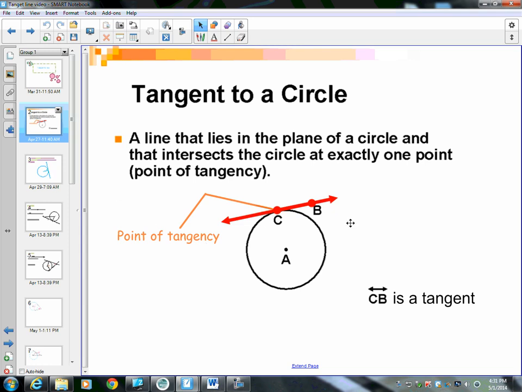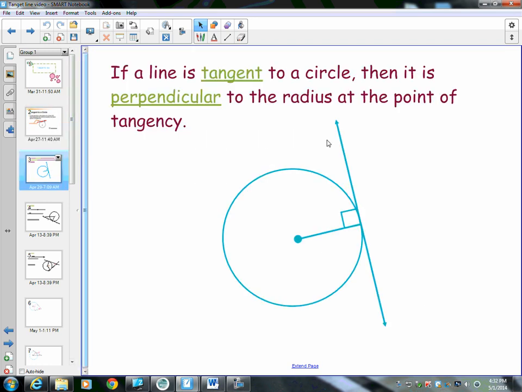If we have a tangent line, there are all sorts of things that could be true. First, if a line is tangent to the circle, then it's perpendicular to the radius at the point of tangency. Here we have a line tangent to this circle, meaning it intersects the circle exactly one time. If you were to draw a radius to that point, it would always be a right angle. It's always going to be perpendicular.